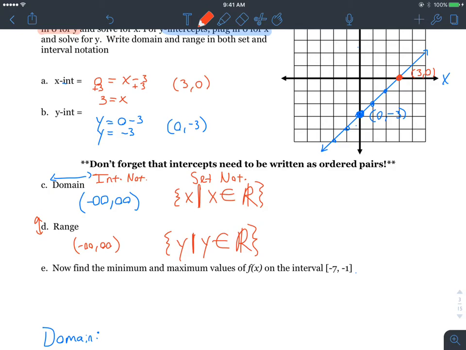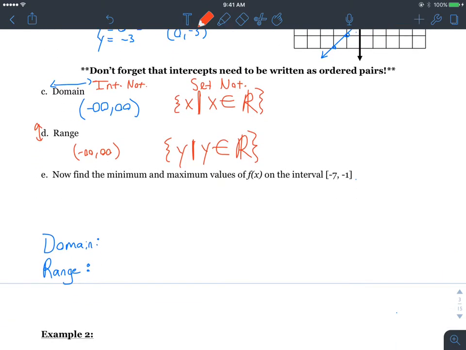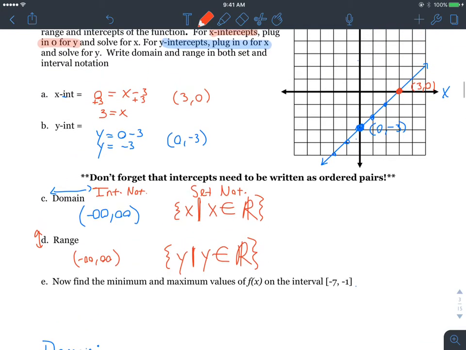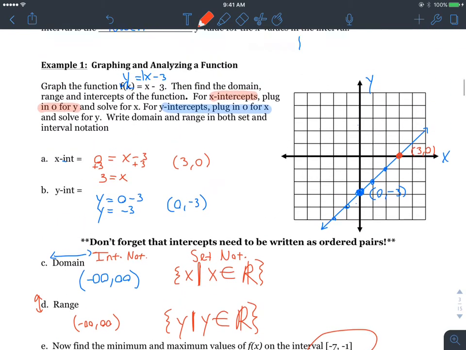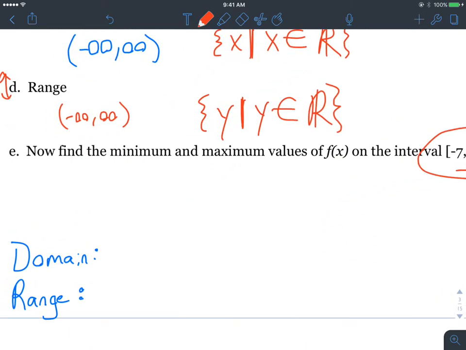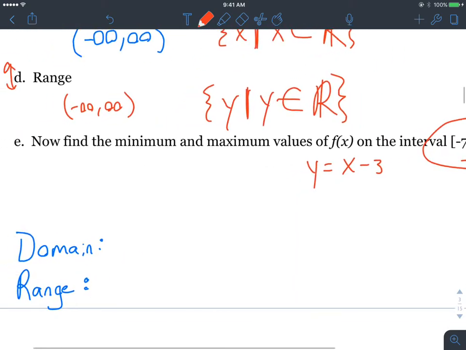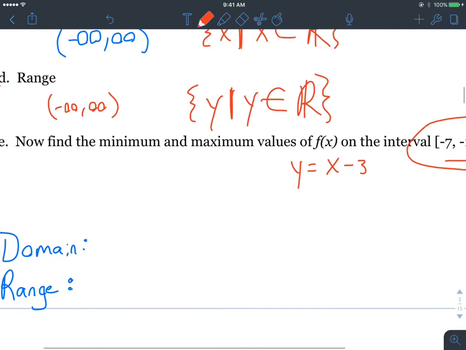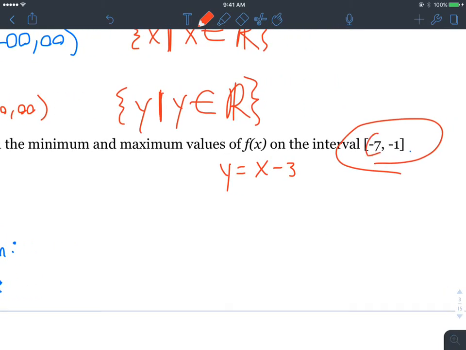Okay. So now we're going to switch gears to talk about max and min values of, I guess, that same function here over this interval from -7 to -1. So using that same function, I'll rewrite it down here so you guys have it. Y equals x minus 3 or f(x) equals x minus 3, doesn't really matter. And all you got to do for max and min values, especially if it's a straight line, all you need to do is take these values right here.